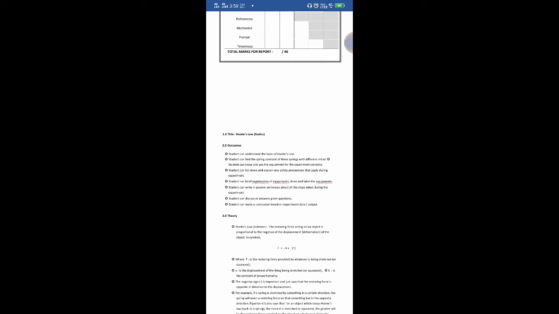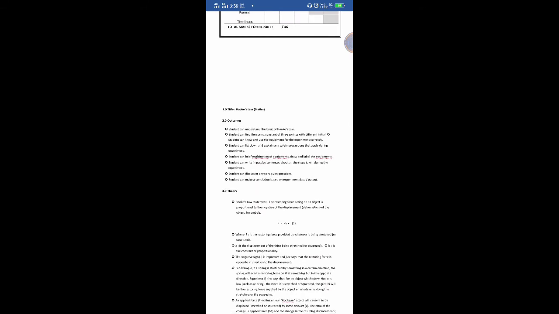Student can find the spring constant of 3 springs with different initial lengths. Student can know and use the equipment for the experiment correctly. Student can list down and explain any safety precautions that apply during the experiment. Student can give a brief explanation of equipment and label the equipment. Student can write in passive sentences about all the steps taken during the experiment. Student can discuss or answer given questions. And lastly, student can make a conclusion based on experiment data or output.